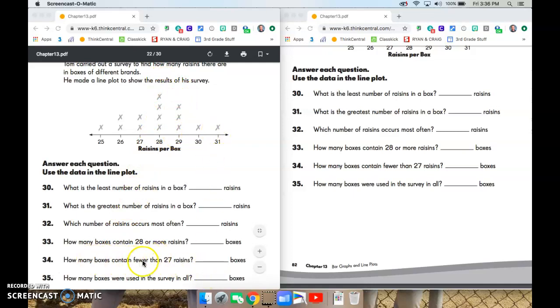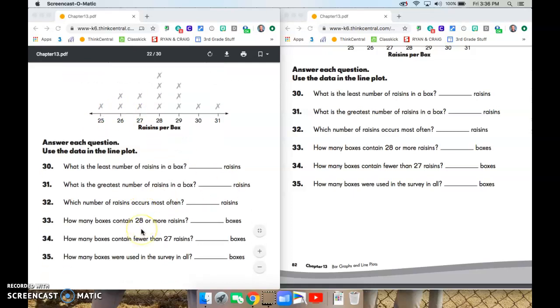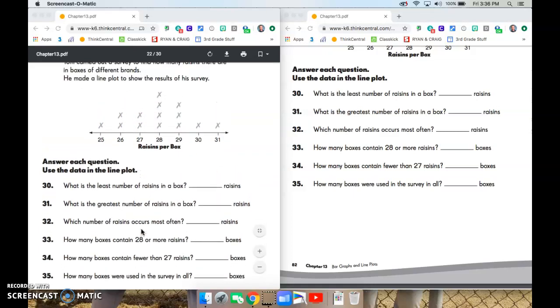How many boxes contain fewer than 27? So we can't count the 27 because it has to be fewer than 27. 1, 2, 3. How many boxes were used in the survey in all? 1, 2, and 3 is 5, and 4 is 9, 10, 11, 12, 13, 14.